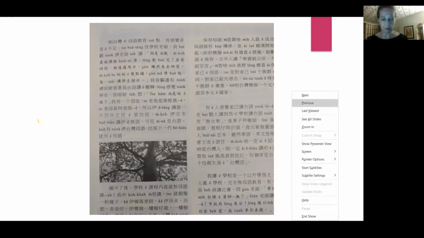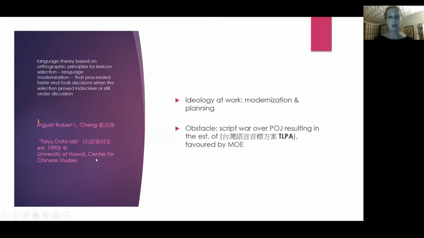On the codification, I have to mention the input of the linguist Robert Chung, who actually developed a database, we call it the Taiyu Data Lab, of which the automation allowed it to put in a large number of characters, and at the same time also have this converted into a Romanization system. So that actually made it easier to come to a selection or a discussion or a decision if one was deciding on or choosing which characters to use in writing a novel.